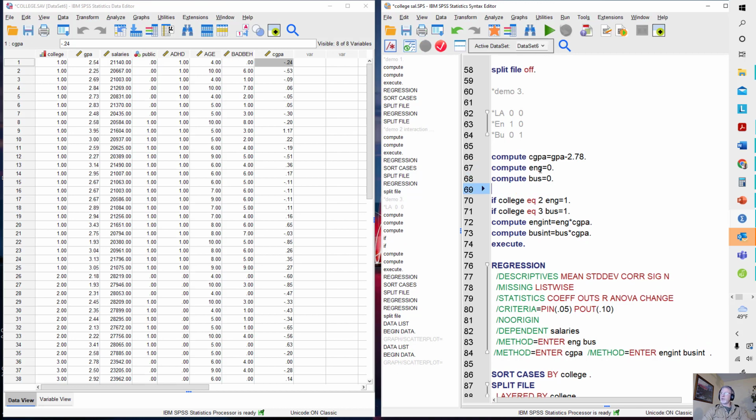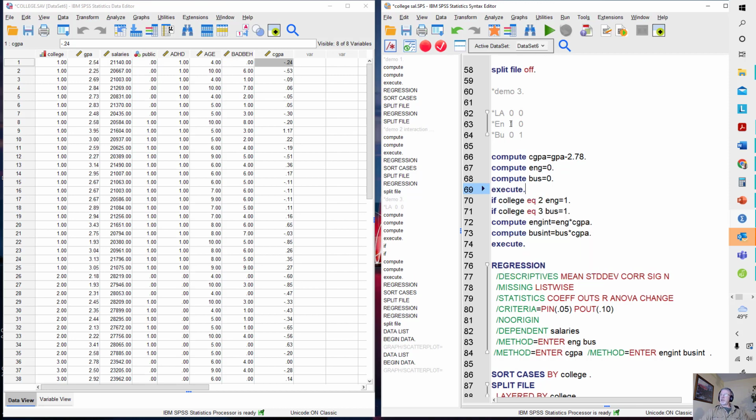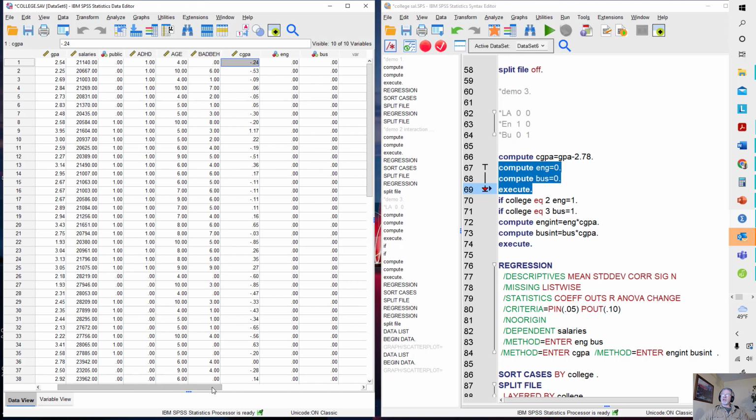Next, I'm going to create my 2 dummy codes. Instead of calling them D1 and D2, I'm going to call them engineering and business. Give them meaningful names based upon the coding scheme, coding them in terms of what I've labeled as 1. So engineering has a 1 for dummy code 1, so I call dummy code 1 engineering. Business has a 0, 1, that's dummy code 2 is the 1, so I call the second dummy code business. And so I'm going to just run this part right here to start off with. So here are my 2 dummy codes.